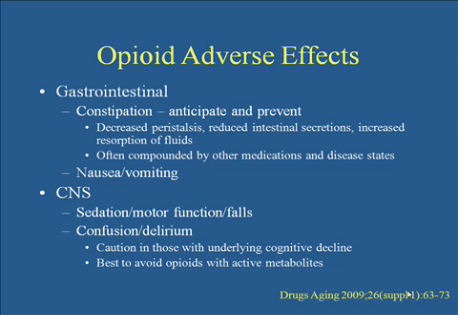But sedation, motor function, falls, potential for falls, all are concerns that can happen with opioids, particularly in the elderly population. Confusion and delirium. Caution in those with underlying cognitive decline, and this is true with those with dementia, for example. Best to avoid opioids with active metabolites because those metabolites can accumulate and then lead to more confusion. That being said, we have successfully used opioids in people who have dementia. But you have to be very careful and at least keep reassessing how the patient is responding to the medication that is used. But they certainly can cause confusion and delirium.